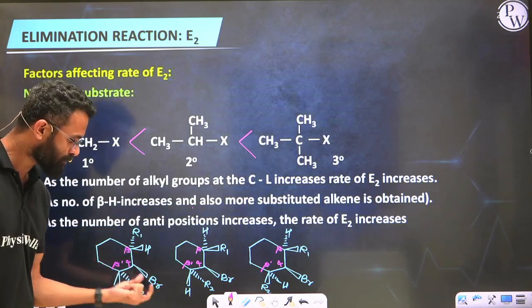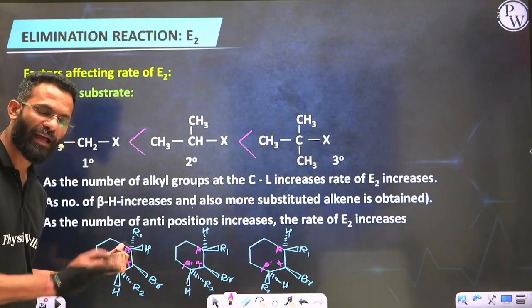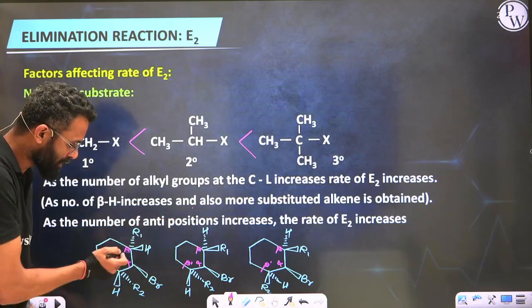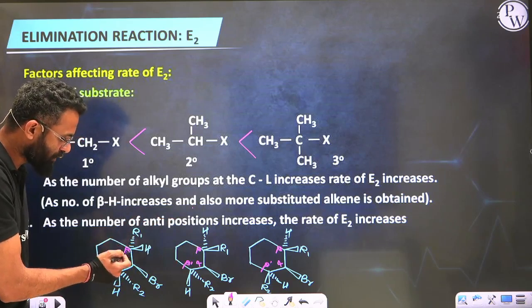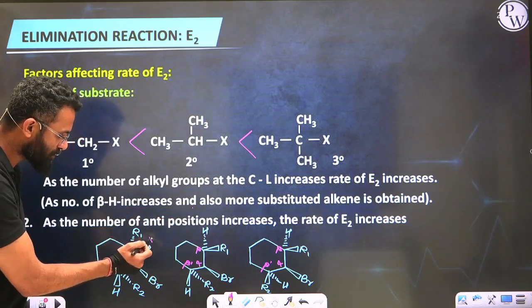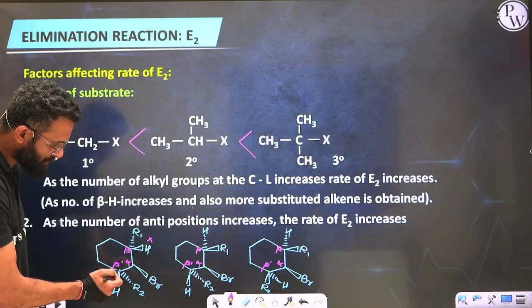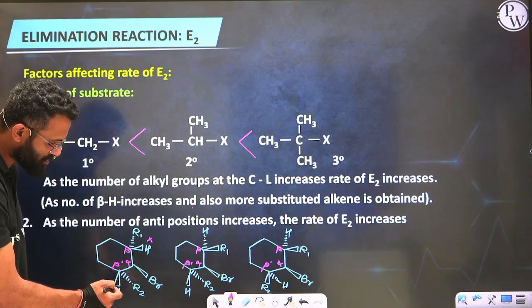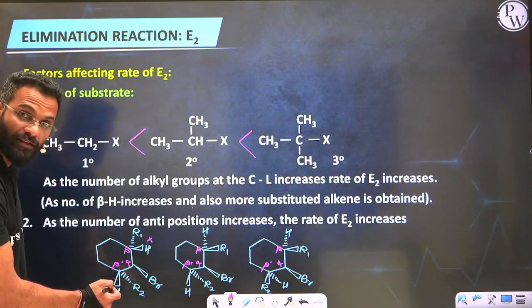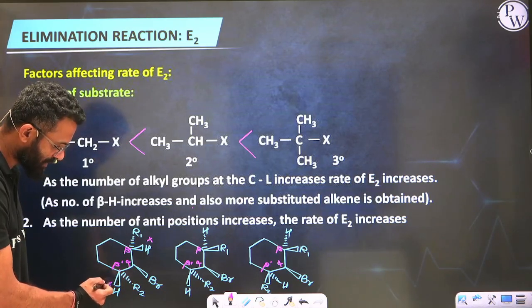So if the leaving group is on the solid line, hydrogen should be on the dashed line or a hatch wedge line, meaning it should be on this dotted line. Do we have at this beta hydrogen on the dashed line? No. So this hydrogen cannot be abstracted. We have one more beta, but at this beta also hydrogen is not present on the hatch wedge. It is present on the solid wedge, meaning this is not anti, it is on the same side. So even this H cannot be abstracted.